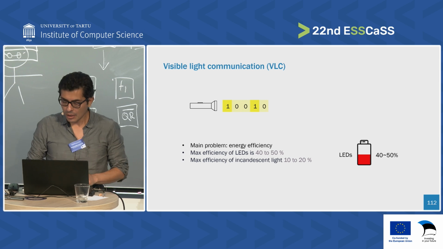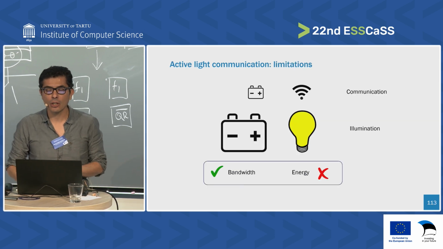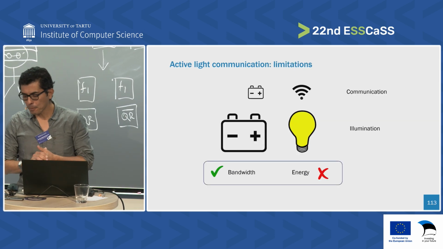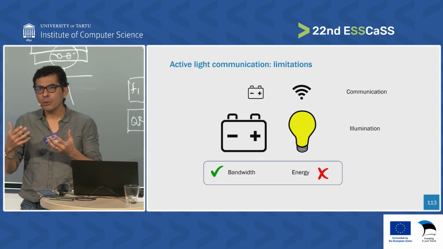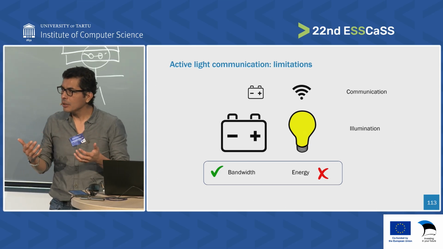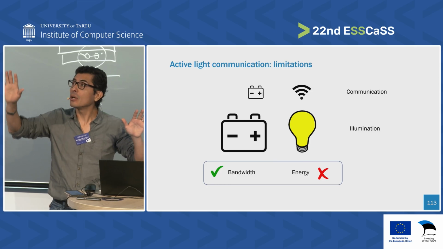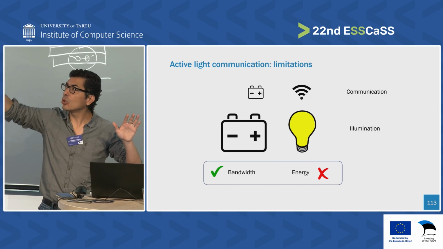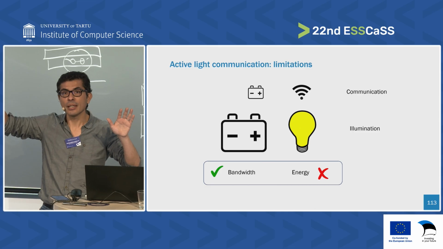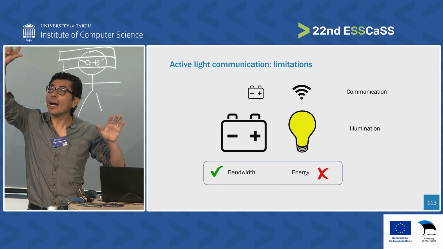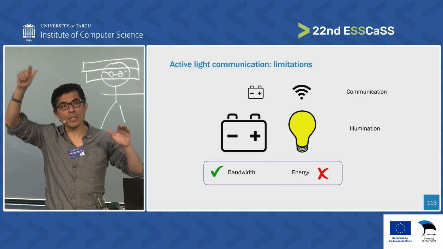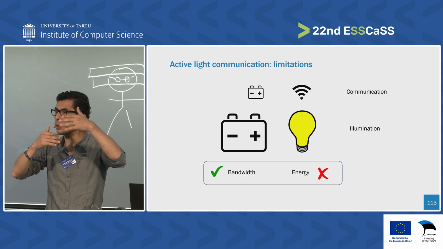So what happens with active visible light communication? If you use an LED, it is valuable to communicate in terms of energy if you need that illumination to see. For example, in this case, we need these lights on because we do not have that much natural light. In that case, if you add visible light communication, you add an overhead, let's say, of 20%.